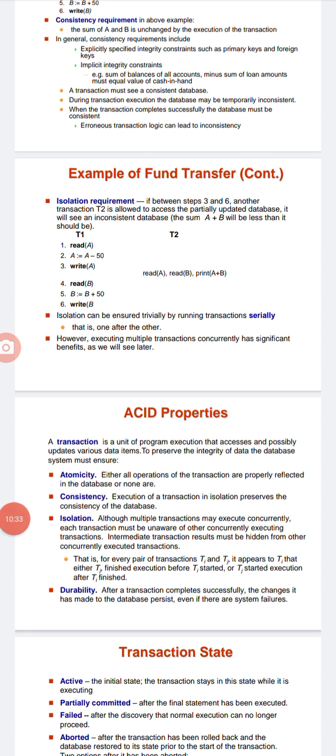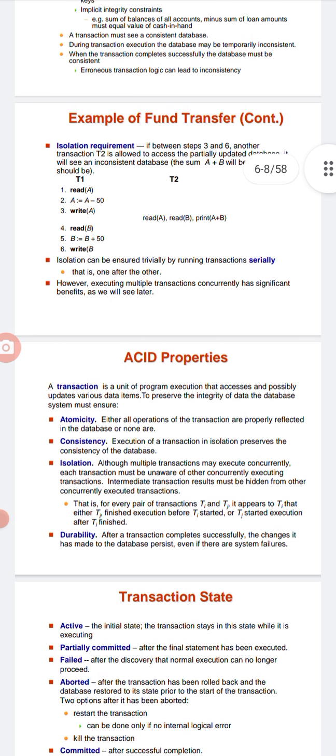In isolation, multiple transactions are executed, but every transaction should not be aware of the other executing transaction, and intermediate transaction results should be hidden. That is, for every pair of transactions Ti and Tj, it appears to Ti that either Tj finished execution before Ti started, or Tj started execution after Ti finished.